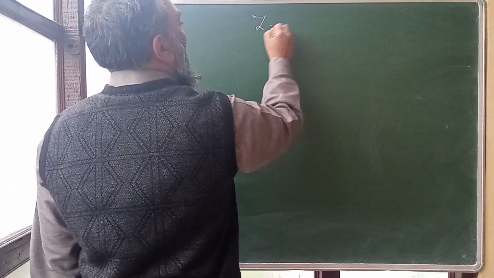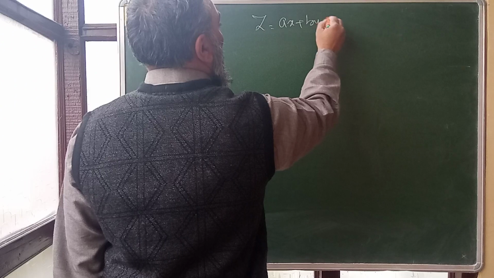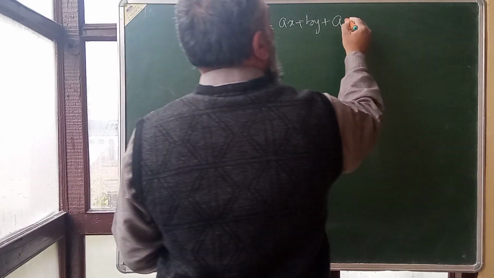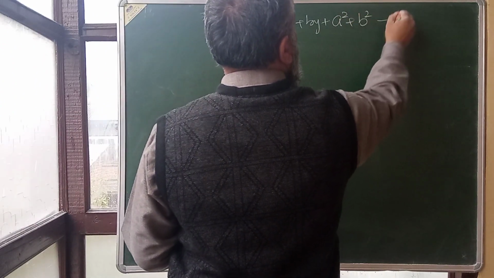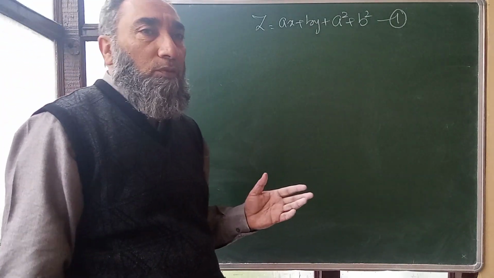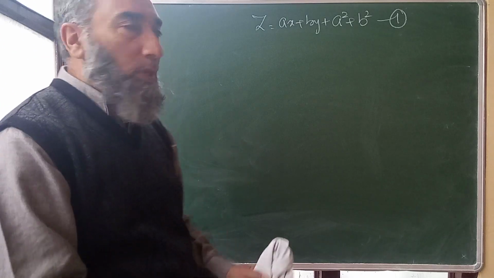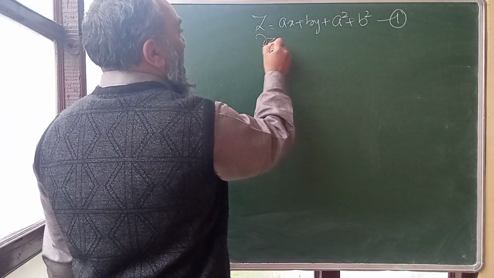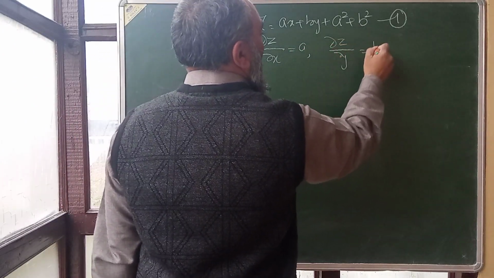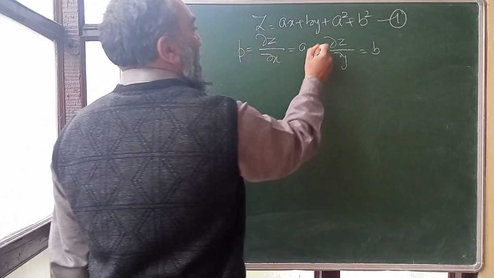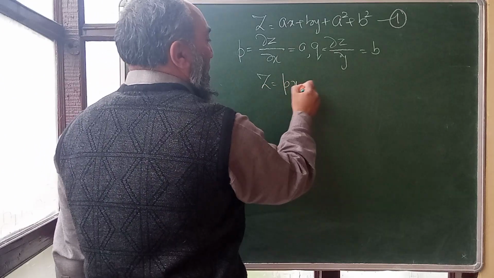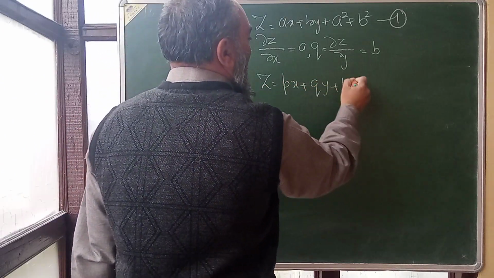Say you have z equal ax plus by plus a square plus b square. You have to form a partial differential equation by eliminating arbitrary constants a and b. What you will do, you will write del z by del x. What is that? A. Del z by del y. What is that? B. So this is p and this is q, right? So what is the solution then? Z equal px plus qy plus p square plus q square.